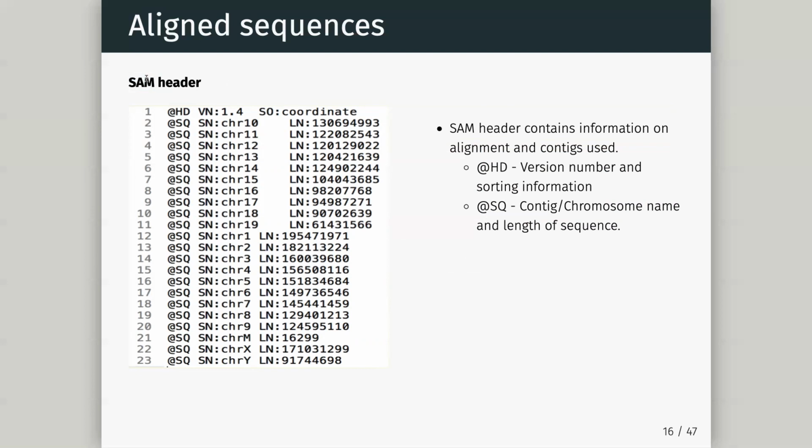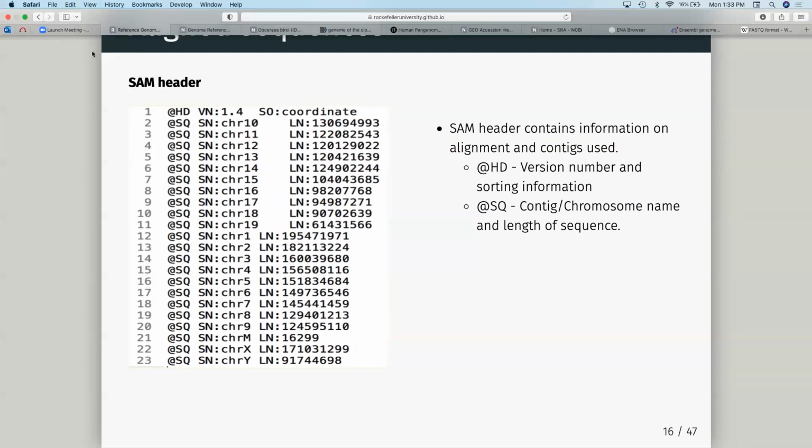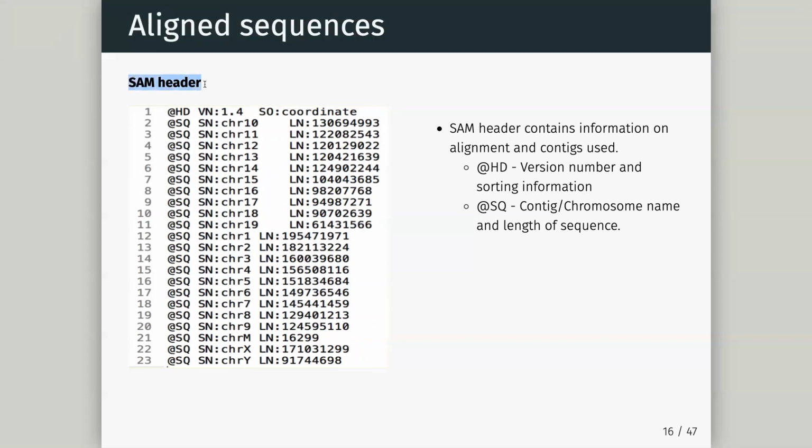The first thing is at the top of every SAM file. First, however many lines, will be what we call the SAM header. And this really tells you what is coming up in the SAM file. So we have a few important tags. We have the HD tag, and this tells you the version number of the SAM format. SAM format has updated over time, but typically it's 1.4.